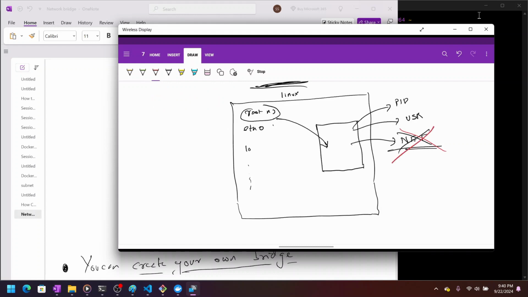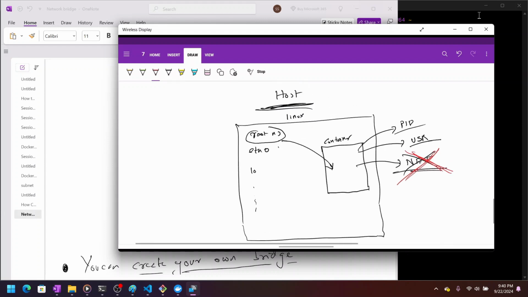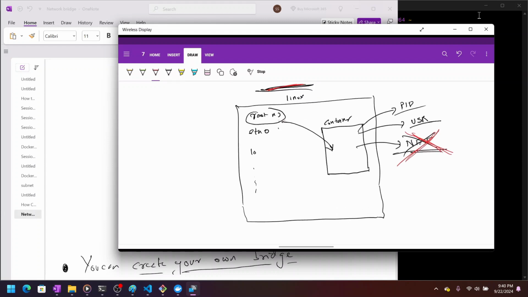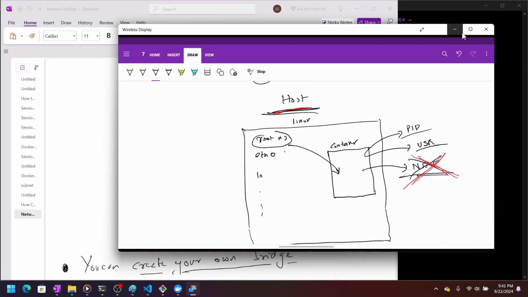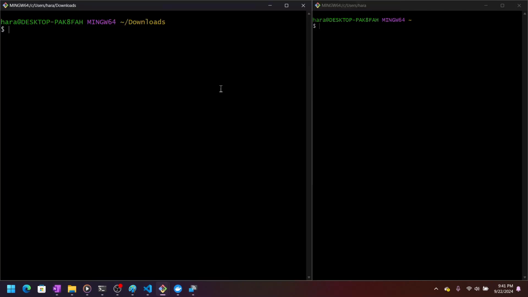Let's say this is your container one. Container one will create its own PID namespace and user namespace. But in the case of the network namespace, in the case of host, it will not create one. It will use the host network namespace, which is the EC2 instance's root network namespace. So this is how the host network namespace works. Let's see it practically.